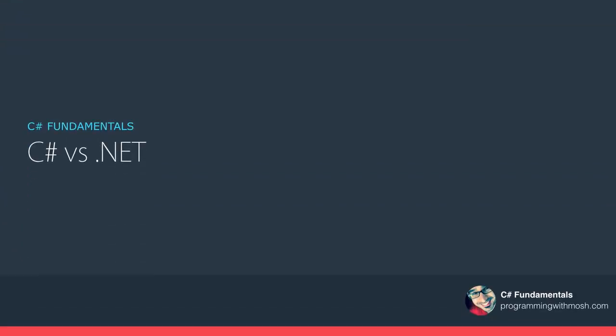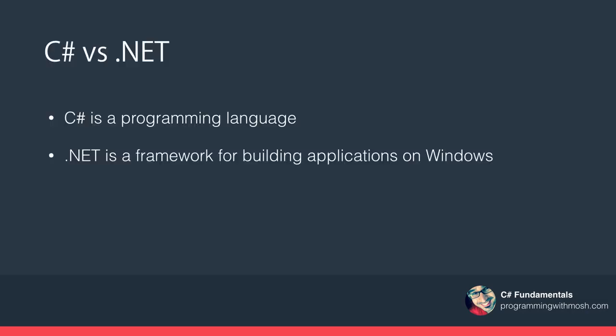Okay, what is .NET Framework and how is it different from C#? Some developers who are absolutely new to C# don't know the difference, so in this lecture I'm going to talk a little bit about C# and .NET Framework. C# is a programming language. .NET is a framework for building applications on Windows. .NET Framework is not limited to C#. There are different languages that can target .NET Framework and build applications using that framework. Examples are F# or VB.NET.